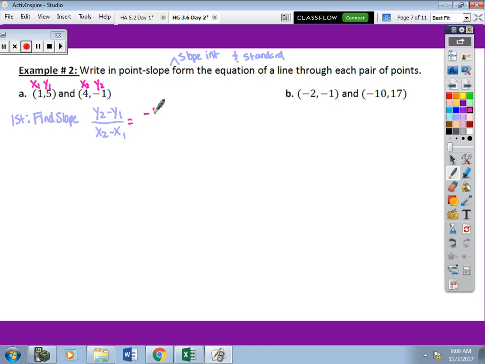So y2 is a negative 1, minus y1 is 5. So negative 1 minus 5, over x2 is 4. There's a minus in the formula. x1 is 1. So negative 1 minus 5 is negative 6. Perform the operations in the top. 4 minus 1 is 3. And then you do want to simplify this when you can. So negative 6 divided by 3 is negative 2. This is our m value.